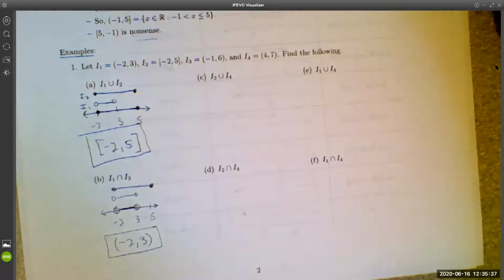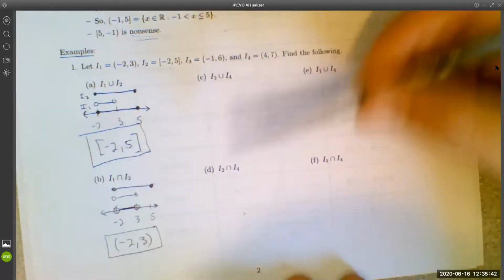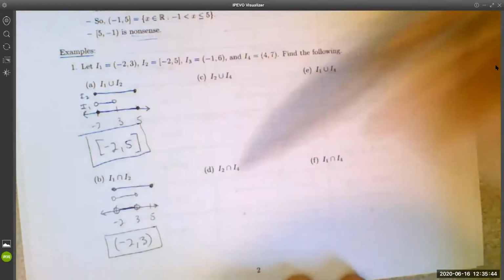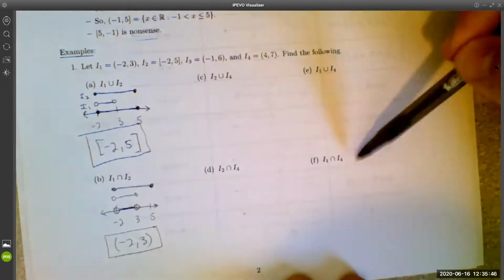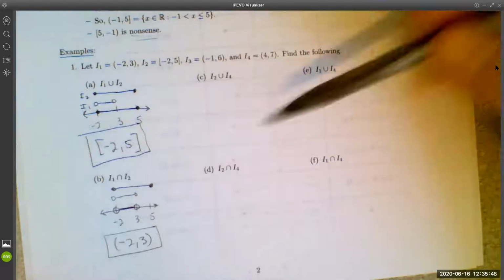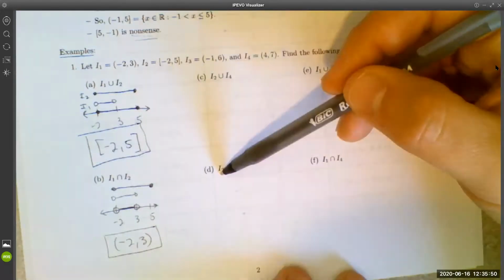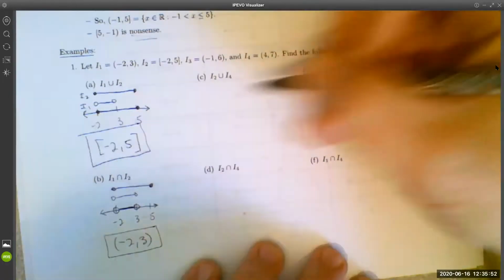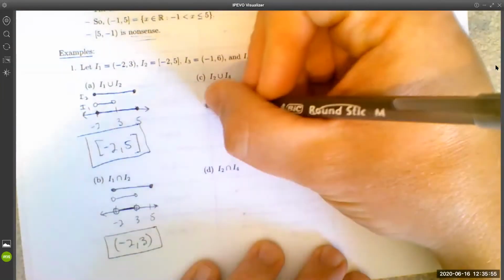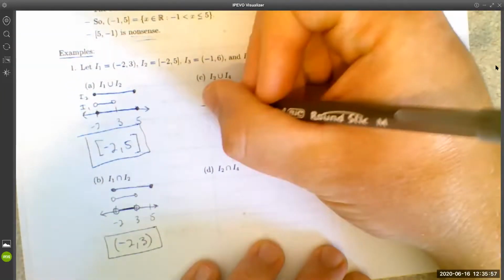Okay, here are my solutions. I'm only going to draw one picture for each set. So C and D are comparing I2 and I4, and then E and F are comparing I1 and I4. I'm not going to draw a separate picture for C and D. I'm just going to draw one picture for both of them. And so the picture would look like this.